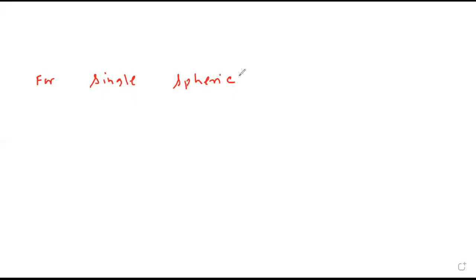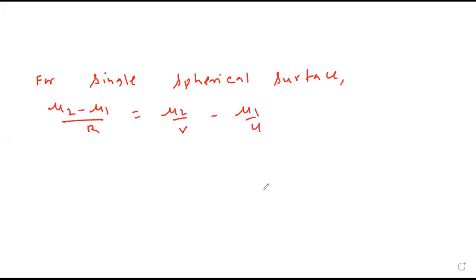For a single spherical surface, what is the relation between mu1, mu2, R, u, v? Mu2 minus mu1 upon R is mu2 upon v minus mu1 upon u, correct? Yes. Using this, we have to get Lensmaker's formula.